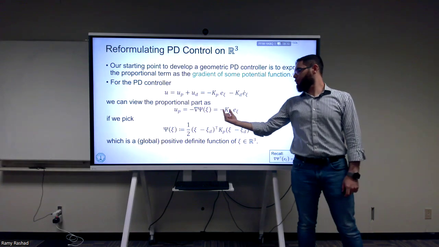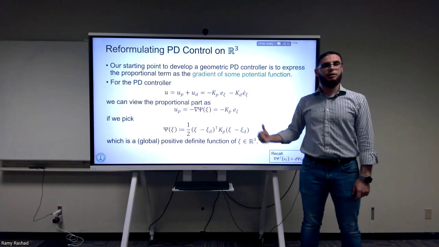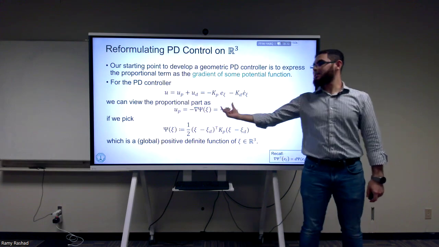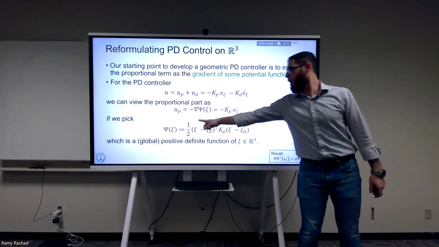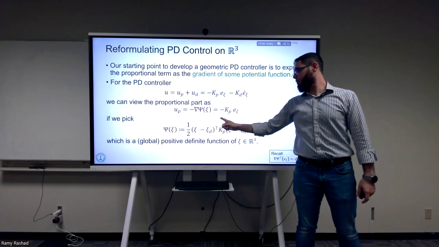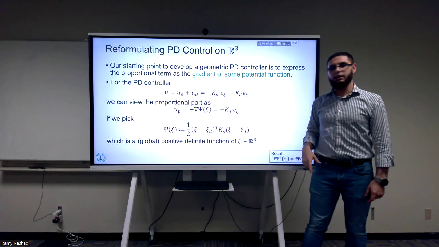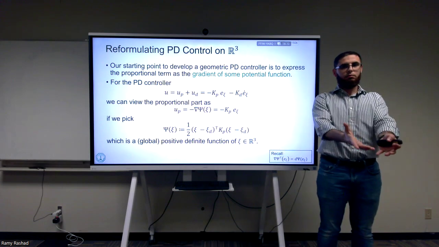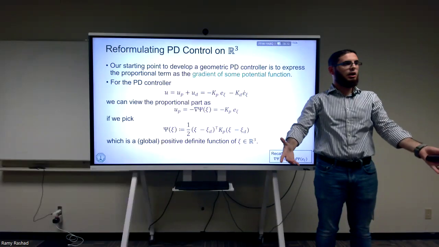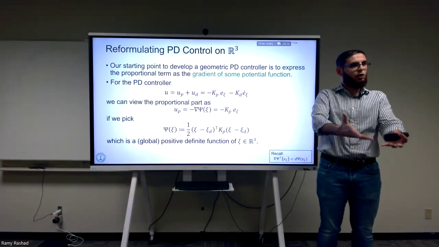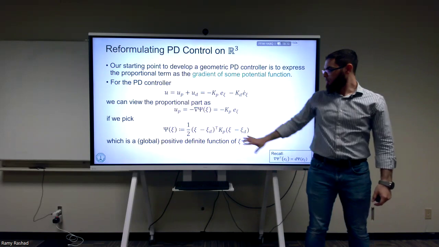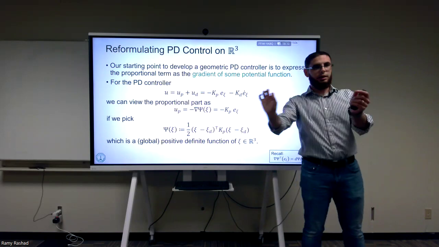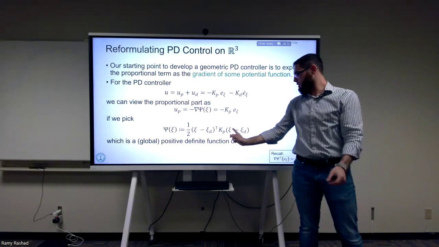The result, we know that we need it to be minus Kp multiplied by the error. But this psi, if we choose it to be one half (psi minus psi d) transpose Kp (psi minus psi d), what is the shape of this function? What does it look like? It's a quadratic function in Rn. So it's a quadratic function that has the Kp and is shifted with psi d.